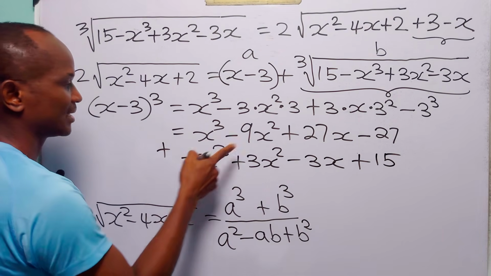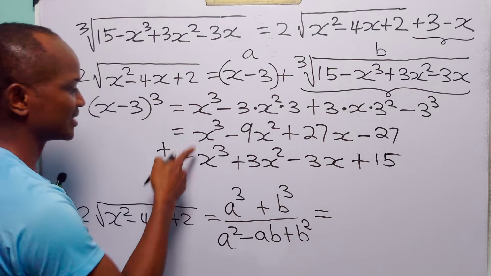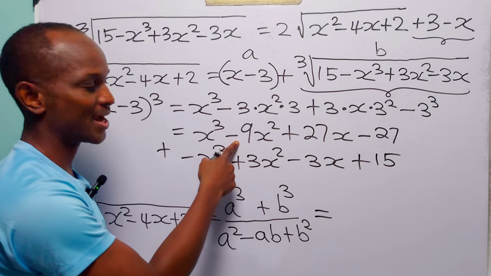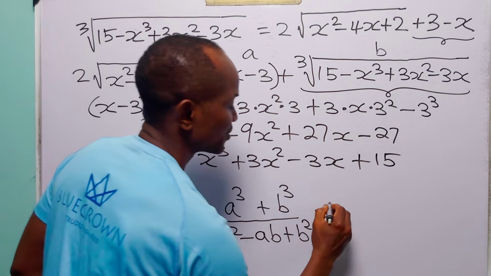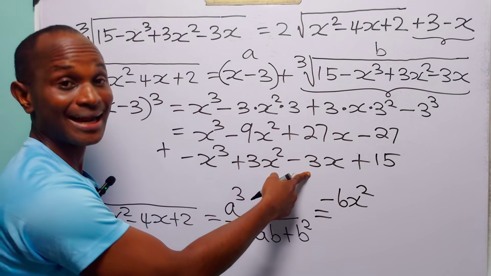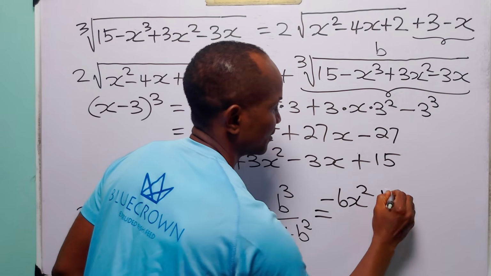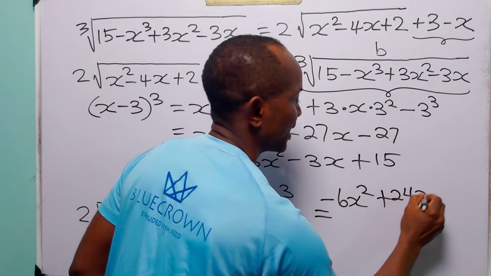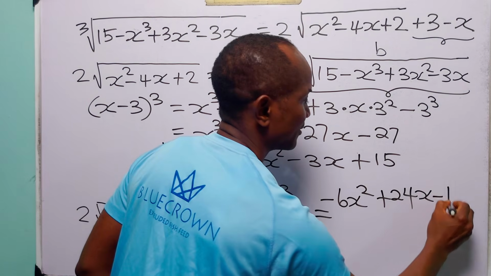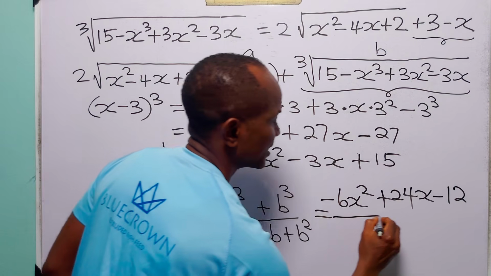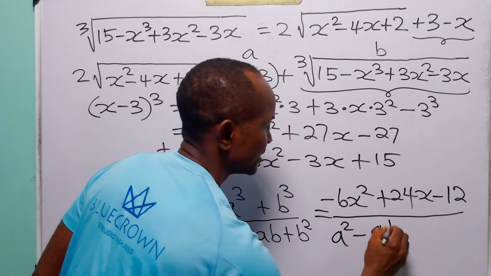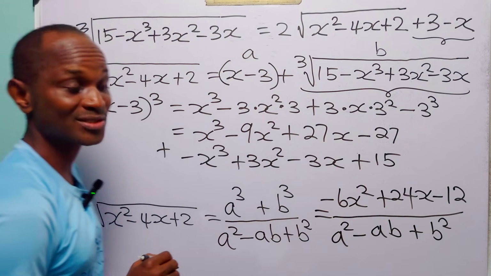Now, when we add these two, what we have is x cubed minus x cubed, which is equal to 0, minus 9x squared plus 3x squared. That is going to give us minus 6x squared. 27 minus 3 is going to give us 24. And of course, we have x. And minus 27 plus 15 is going to give us minus 12. Now, in the denominator, we still have a squared minus ab plus b squared.